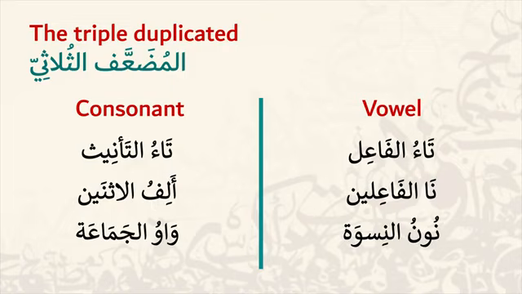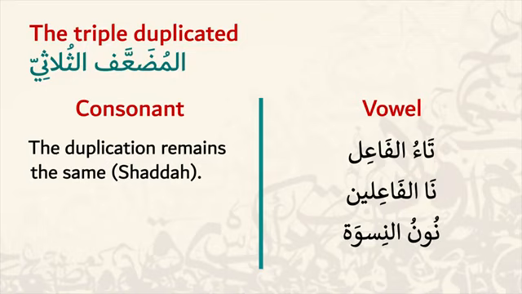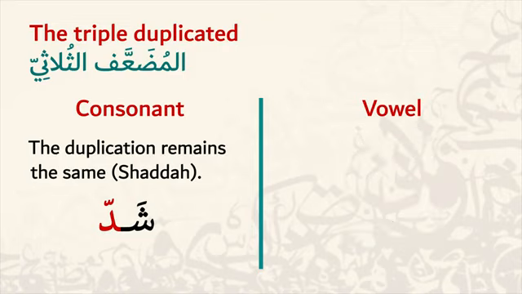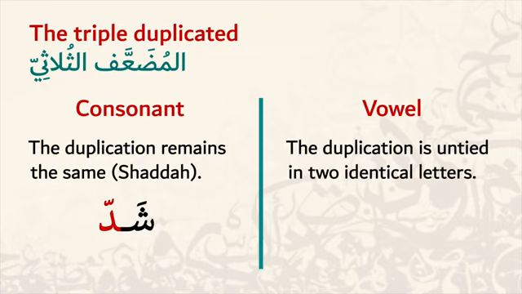When conjugating المضاعف الثلاثي, we have two conditions. If the added pronoun or suffix is consonant, the duplication remains the same, one letter with shaddah on top. On the other hand, if the pronoun or the suffix is a vowel, we untie the duplication in two identical letters, and then we add the suffix normally. Actually, the first case also happens when the subject is hidden, mustatir, or when the subject is an obvious noun. But let's now focus on the consonant suffix.